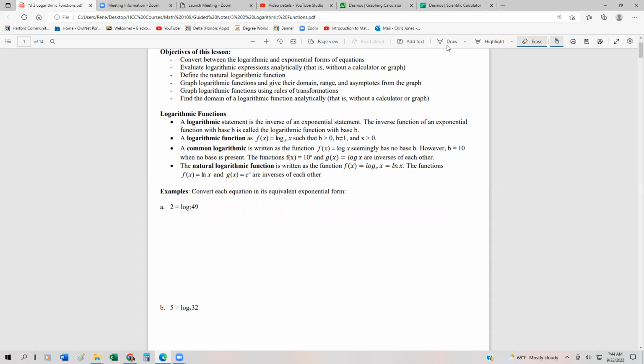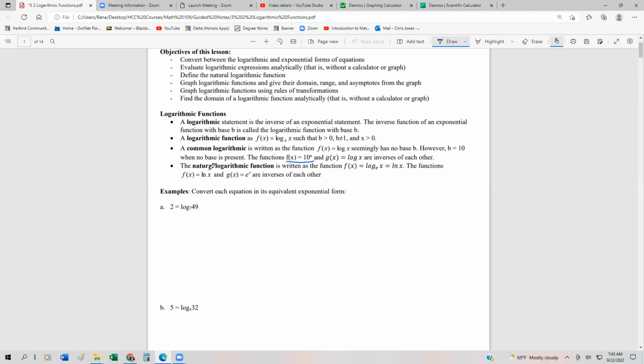Right. If we see a log with no base, so if we see f of x equals log x, there's really a base of 10 there. Okay, so that's called the common logarithm. All right, so log of x is really the same thing as log base 10 of x, right? And what we can do with a common logarithm is rewrite this in exponential form with a base of 10.